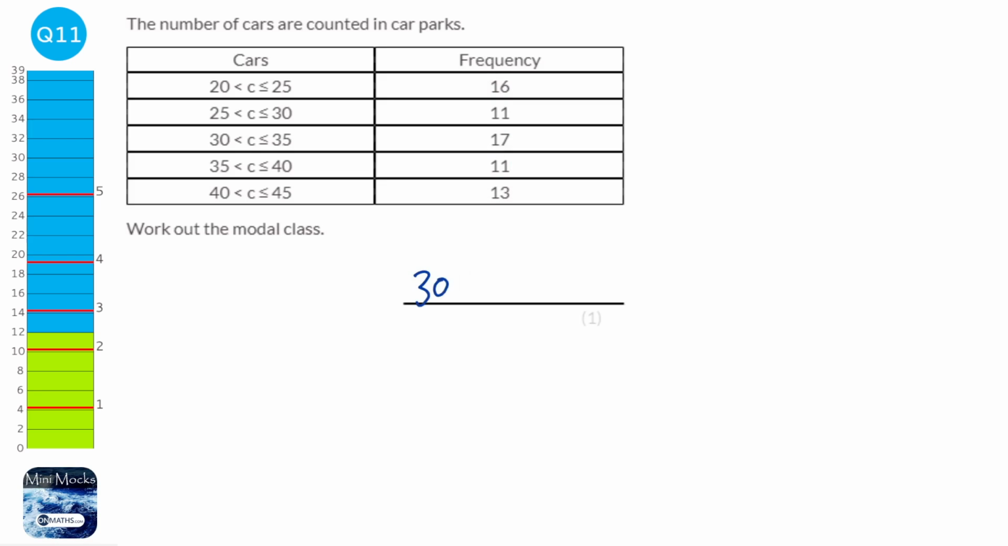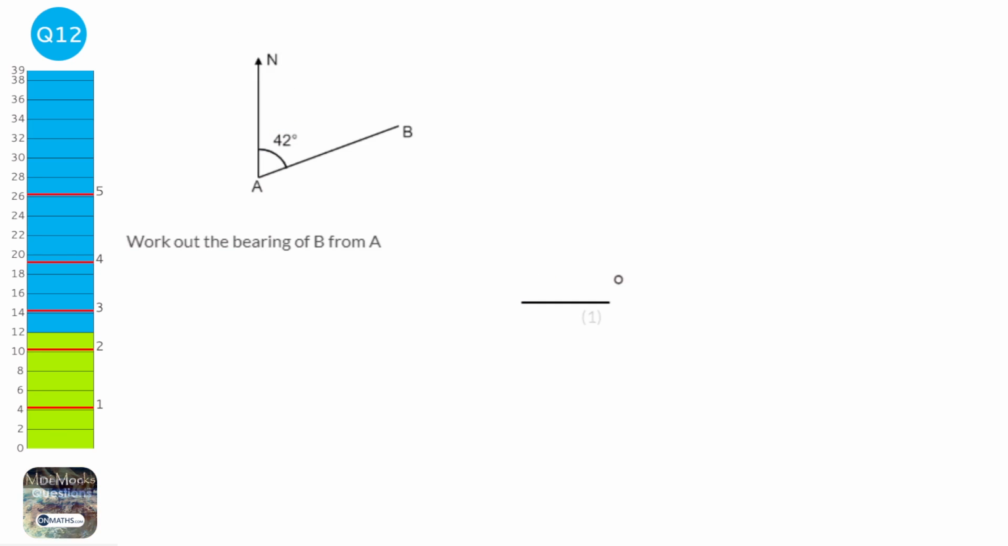Let's do that a bit nicer. 30, and then C, and then 35. That essentially means 30 to 35, but make sure you copy it down correctly from the table, so exactly as it shows it in the table.